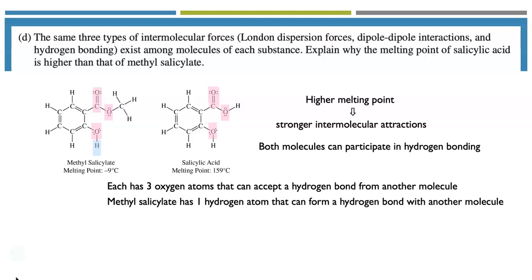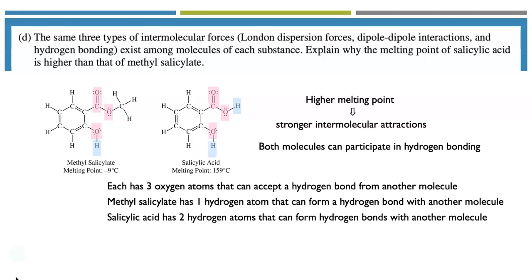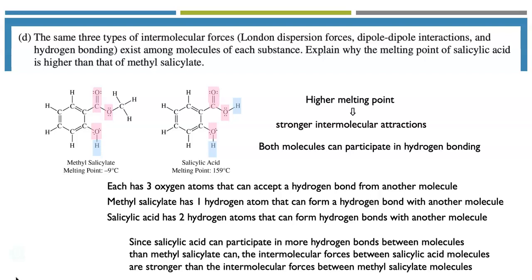The methyl salicylate has 1 hydrogen atom that can form a hydrogen bond with another molecule's oxygen, for example. But salicylic acid has 2 hydrogen atoms that could form hydrogen bonds with another molecule. So I've got more sites for hydrogen bonding with salicylic acid than I do for methyl salicylate, and that's the basis of our answer. Since salicylic acid has more hydrogen bonding sites than methyl salicylate, the intermolecular forces between salicylic acid molecules are stronger than the IMFs between methyl salicylate molecules.